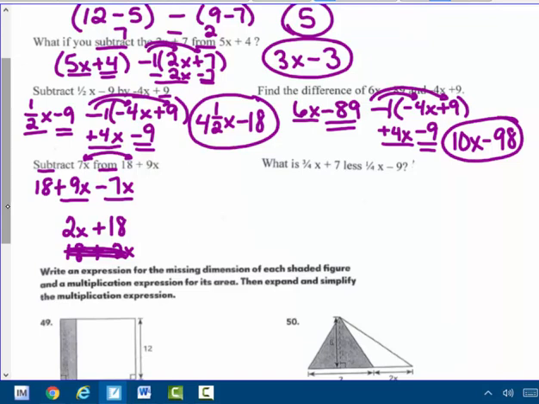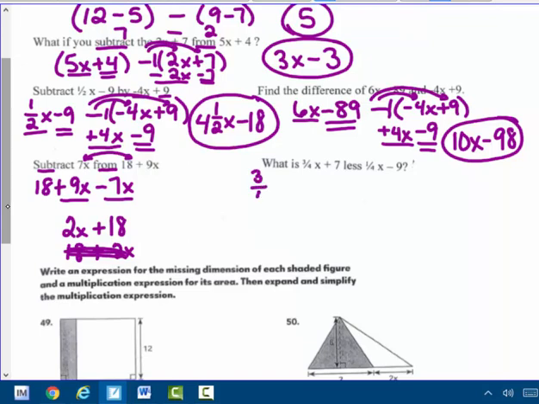What is 3/4 x plus 7 less a 4th x take away 9? What is less? Okay, so it's not less than, it's not subtracted from, this is correct order.